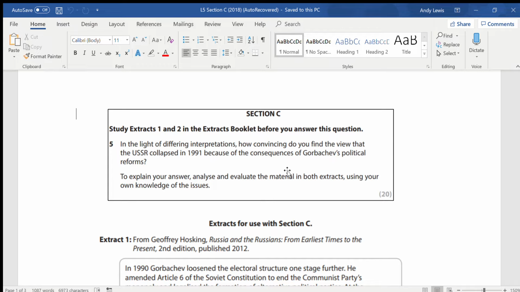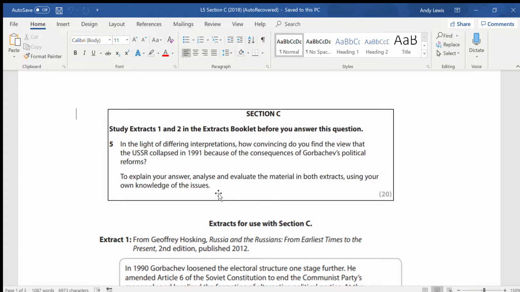So here we've got, in the light of differing interpretations, how convincing do you find the view that the USSR collapsed in 91 because of the consequences of Gorbachev's political reforms? Okay. Now, really, they tell you what you need to do here. You need to explain your answer, analyse and evaluate the material in both extracts, and use your own knowledge of the issues. So basically what they want to see is that you are able to answer that question.